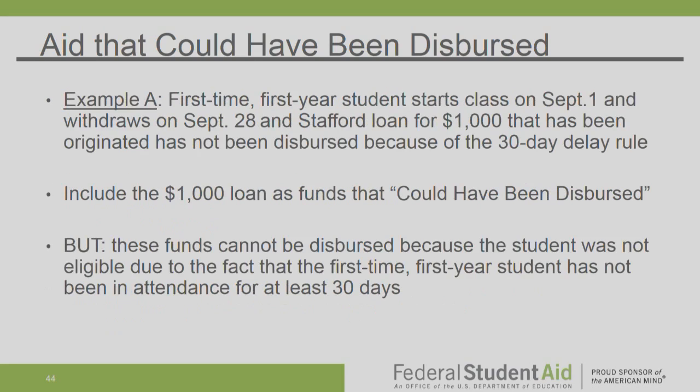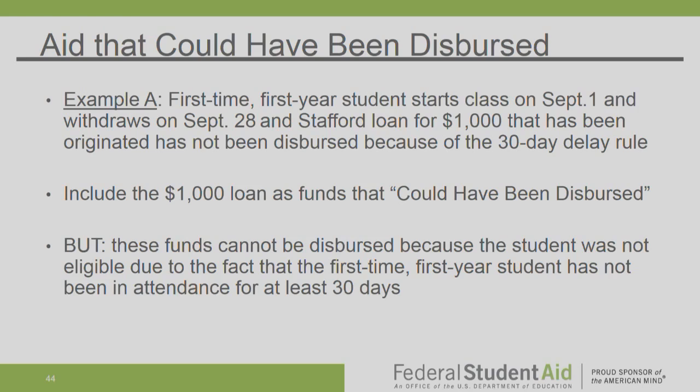So here are some examples. In example A, we have a first-year student that starts class on September 1st and then withdraws on September 28th. That student has a Stafford loan for $1,000 that has been originated but not been dispersed because of the 30-day delay rule. So you would include that $1,000 loan as funds that could have been dispersed. But these funds cannot be dispersed because the student was not eligible due to the fact that they were a first-year student and had not been in attendance for at least 30 days.